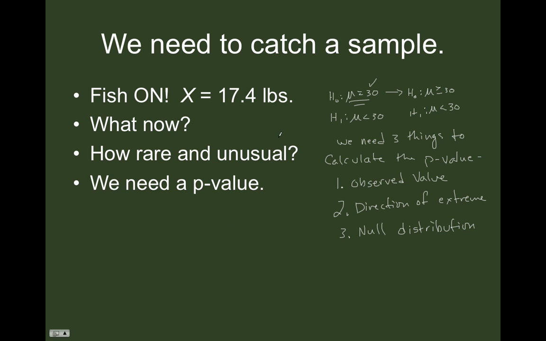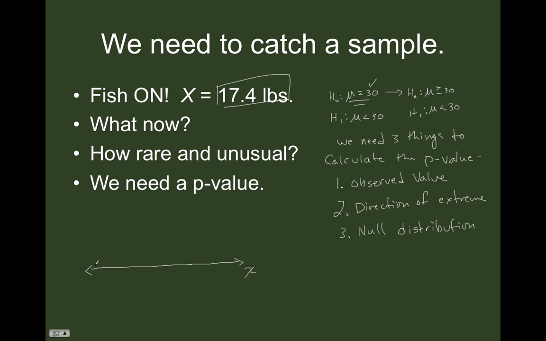So the observed value is the data value, 17.4 pounds. So let's talk about the direction of extreme here a little bit, and the null distribution. Now, I'm going to draw an axis. This is Section 8.4 where drawing and labeling your axis is going to be really useful. So the label that goes on the axis here is x, because we have one fish, one weight, and we're going to use that one data value to make a decision.